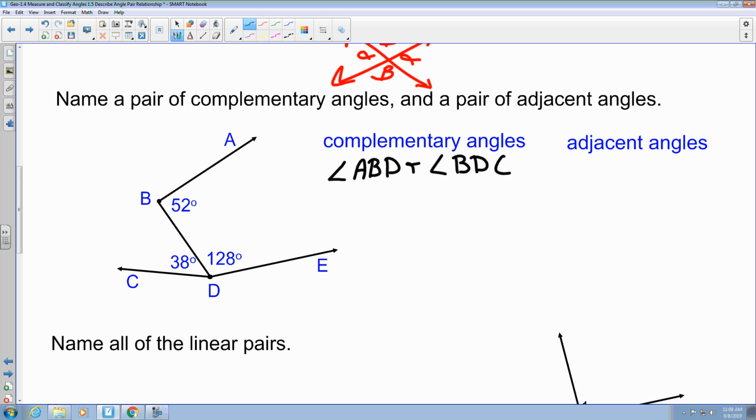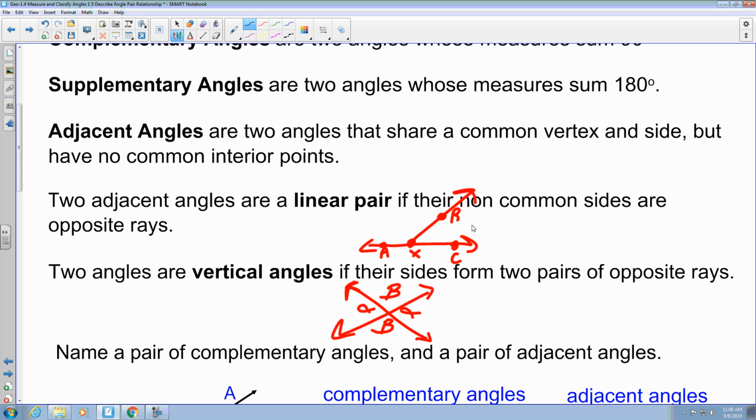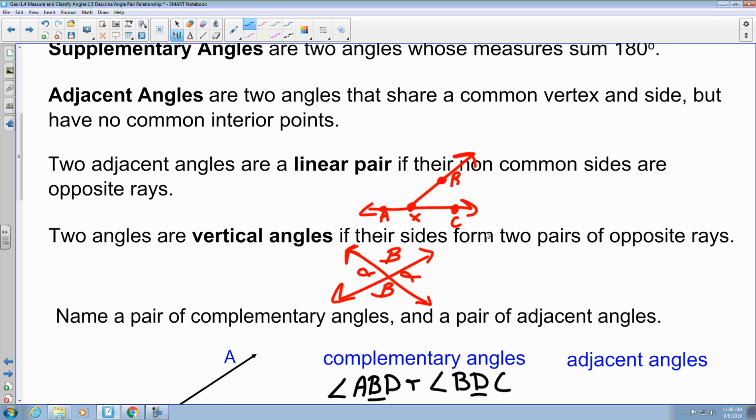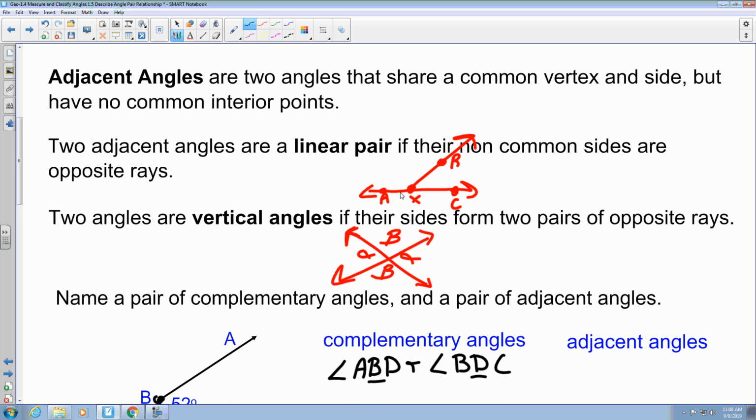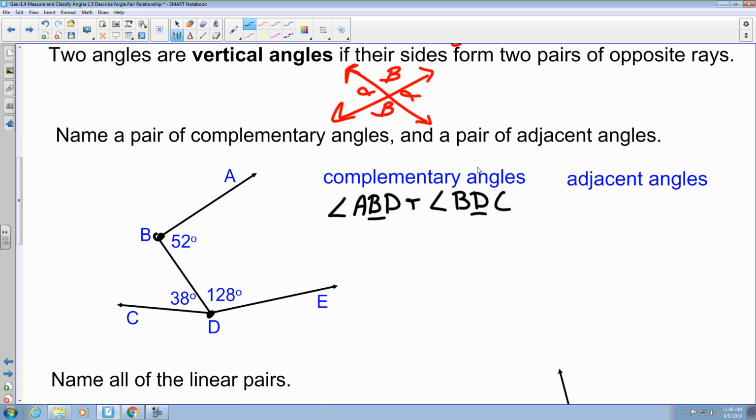All right, so remember how I named it, vertex in the middle. Adjacent angles, all right, so adjacent angles are any angles that share an endpoint. I want to make sure I'm saying it right. Adjacent angles are two angles that share a common endpoint inside, but no common interior points. So right here, we can say that angle CDB and angle BDE are adjacent angles. So they share a common endpoint, no interior points.